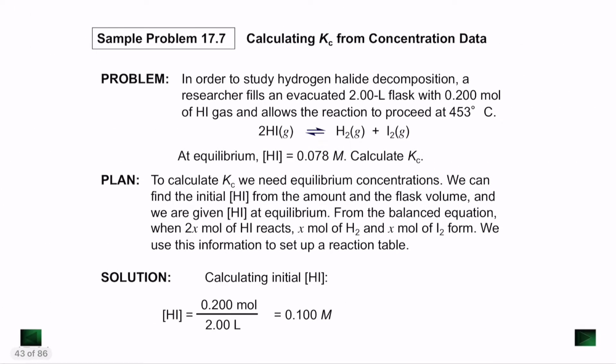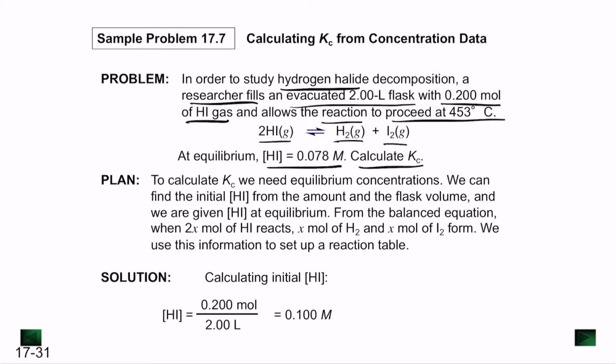So let's try another problem. In order to study hydrogen halide decomposition, a researcher fills an evacuated 2-liter flask with 0.200 mole of HI gas and allows the reaction to proceed at 453 degrees centigrade. What's given here is 2HI gives you H2 plus I2. At equilibrium, the HI concentration is given. They're asking you to calculate Kc.